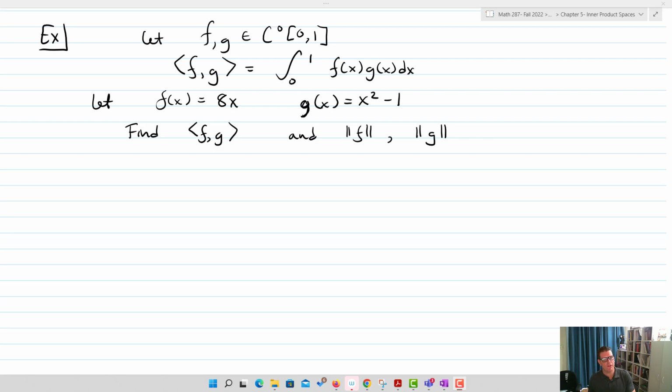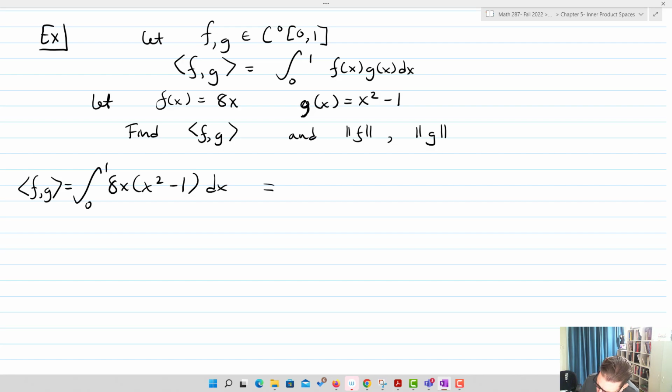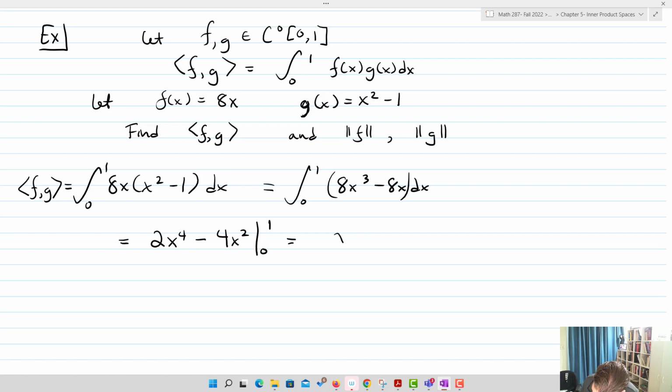What we're going to do now is find the inner product for f and g, where we define f(x) equals 8x and g(x) equals x squared minus 1. And we're also going to find the magnitude of f and the magnitude of g. So we'll start out by finding the inner product. The inner product of f with g is going to equal the integral of 8x times (x squared minus 1) dx, evaluated from 0 to 1. And so that'll then equal the integral from 0 to 1 of 8x cubed minus 8x dx. We'll find our integral then. That's going to be 2x to the 4th minus 4x squared, evaluated from 0 to 1. And that'll then equal 2 minus 4 minus 0 minus 0. And so that ends up equaling negative 2. And that's the value for our inner product there.